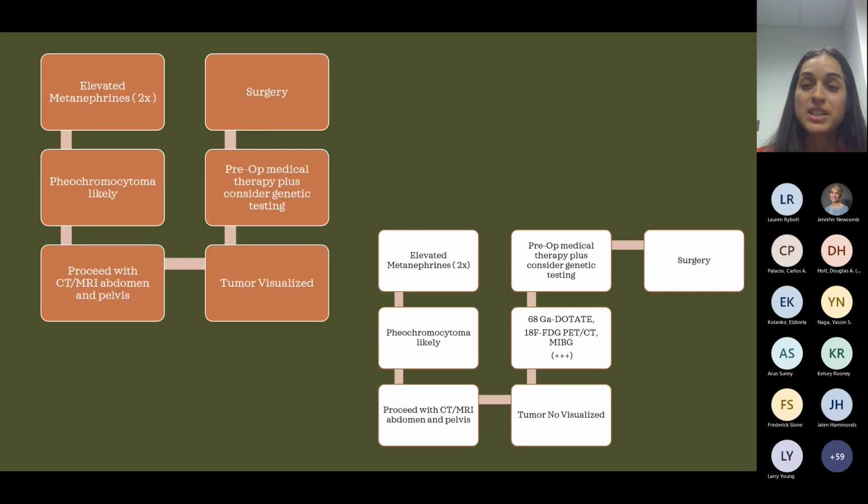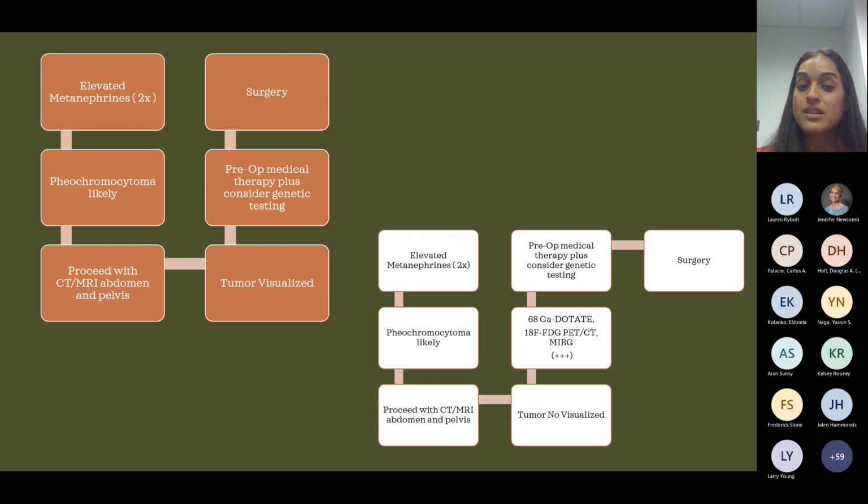If you have elevated metanephrines, more than 2 times higher, pheochromocytoma is likely, then you are going to proceed with imaging studies. If you can visualize a tumor, then you are going to start preoperative medication, alpha blocker, followed by beta blockers. Consider also the genetic evaluation, and then you are going to go for surgery.